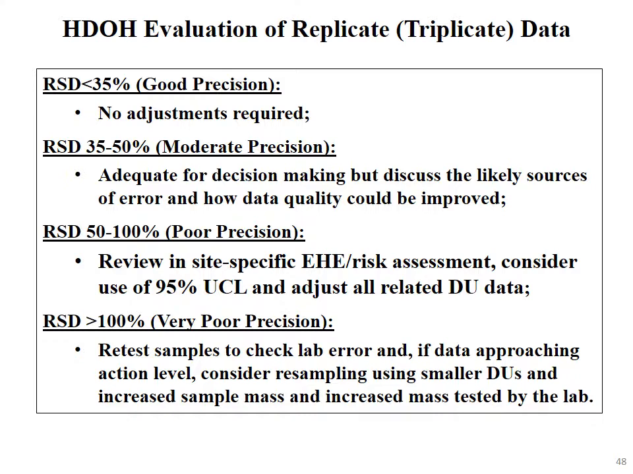Once your relative standard deviation gets above 100%, then you have really poor precision in your data. So you need to consider first having the labs retest the samples to check for laboratory error. It's rarely the case. It's usually field error. Your sample wasn't large enough or your DU was too large. If the data are approaching an action level, then we would recommend reconsidering sampling the same area by breaking it up first into smaller decision units and increasing sample mass and the number of increments included in the sample, and increasing the mass tested by the laboratory just to get better precision on the data. John will discuss this a little bit more in part four of the webinar.